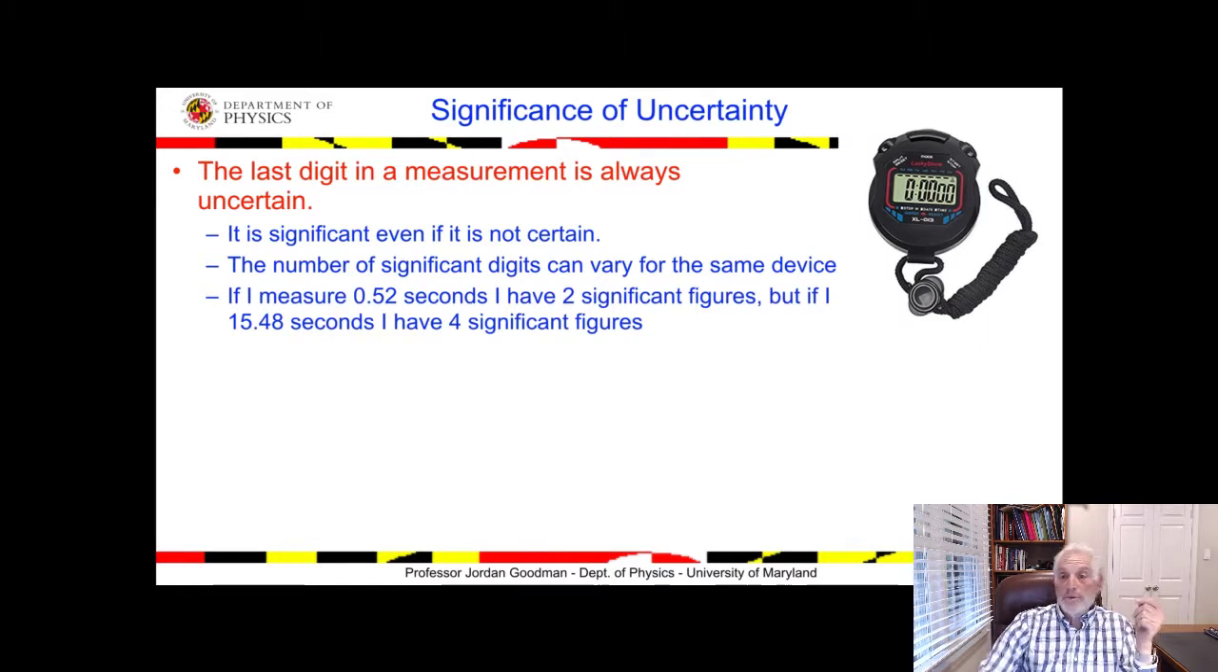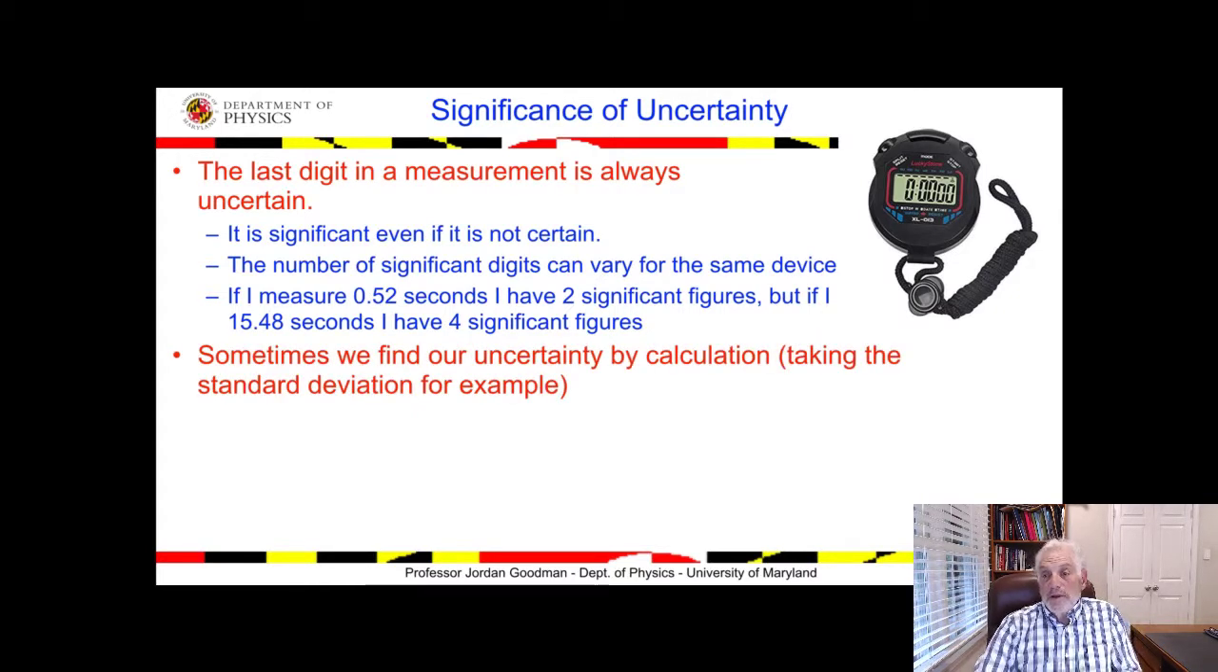And so then, just to point out, the number of significant digits can vary for the same device. If, for example, I measure with a stopwatch a time of 0.52 seconds, I have two significant figures. But if I'm measuring a longer time and I measure something that's 15.48 seconds, I have four significant figures, because all of the digits in the time are significant.